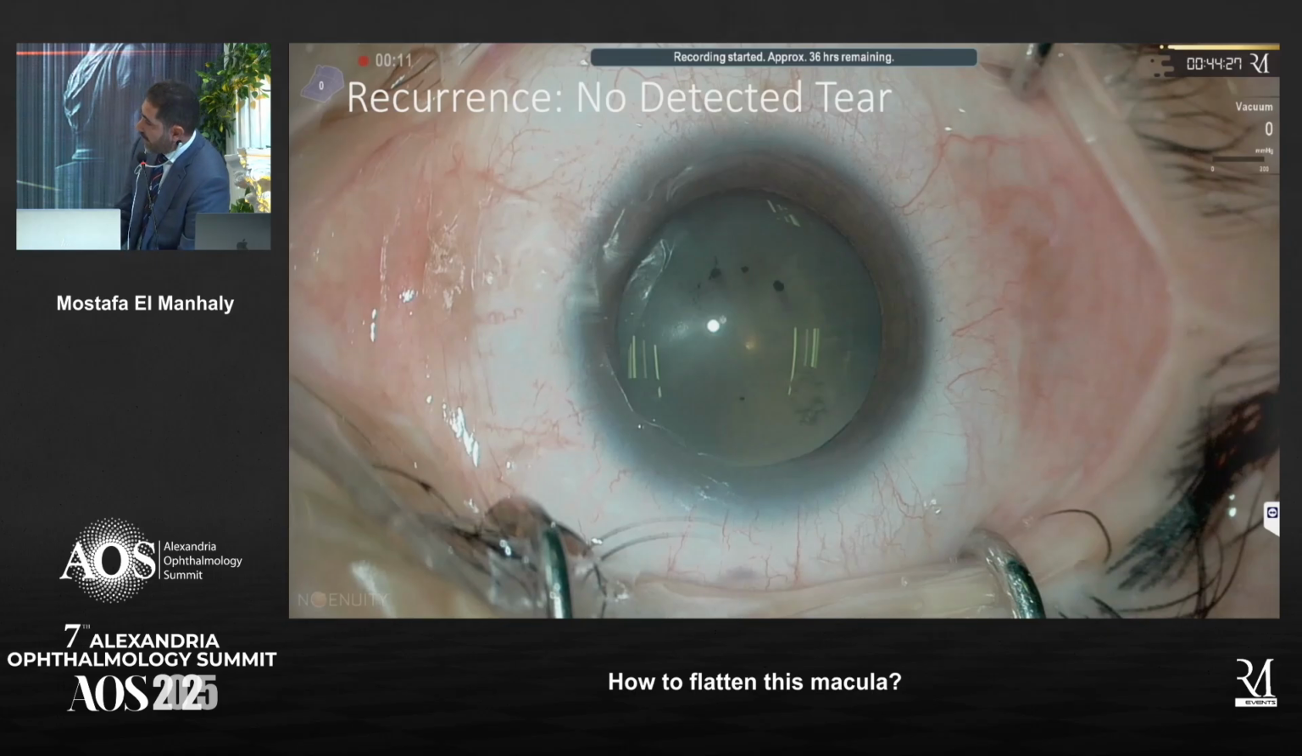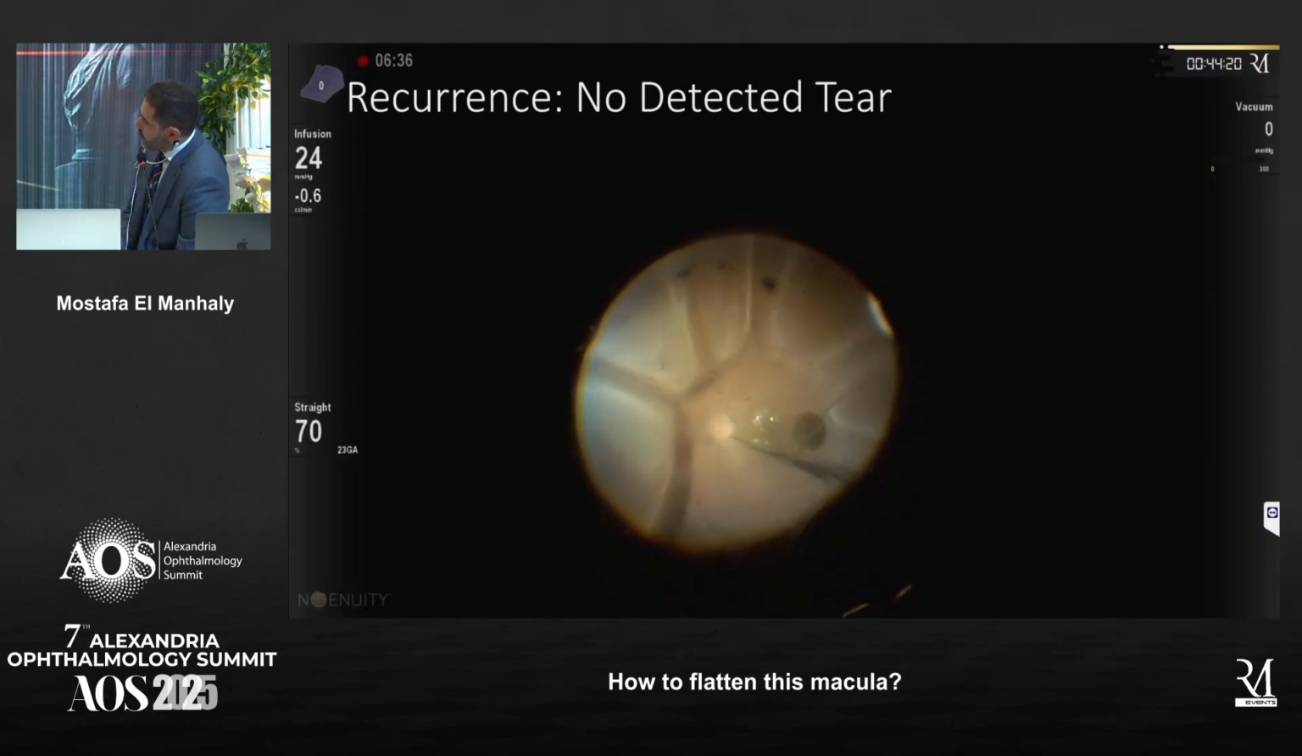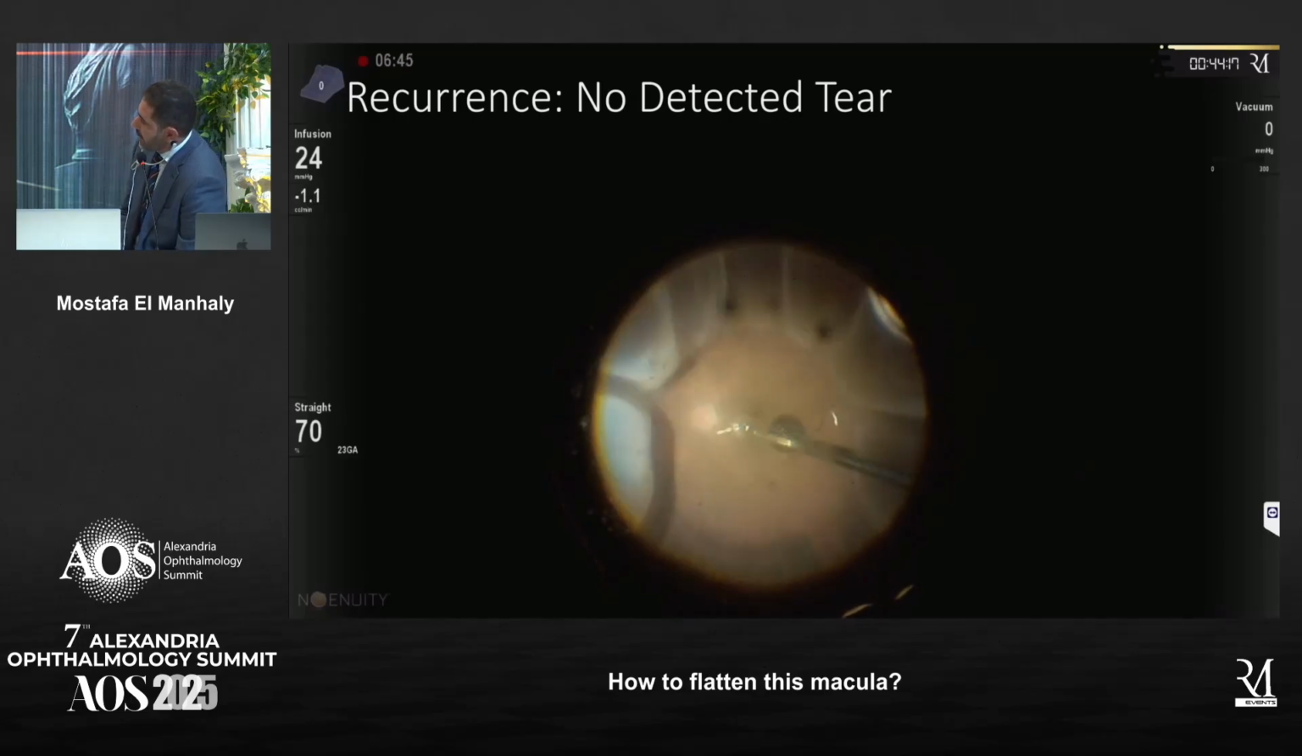Dr. Schroeder, this is a case of recurrence after vitrectomy done in another place, and I have no history about it. So he presented with this almost total detachment. So how would you approach such a case?